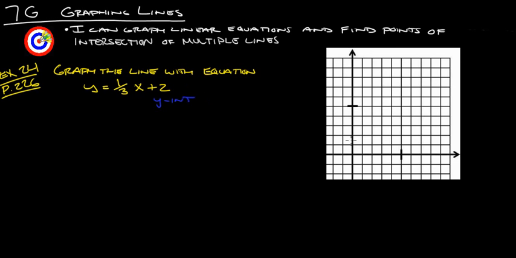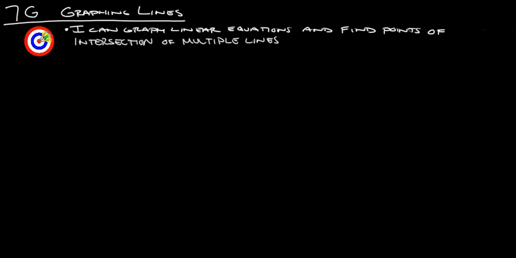So we're going to start up here at positive 2, and then we're going to use this 1/3 as our slope. From here we're going to go up 1/3, and you can do that a couple more times, up 1/3, up 1/3, and you've got many different points where you can put a line that goes through all those points, and you make your nice straight line, and we have graphed the line.